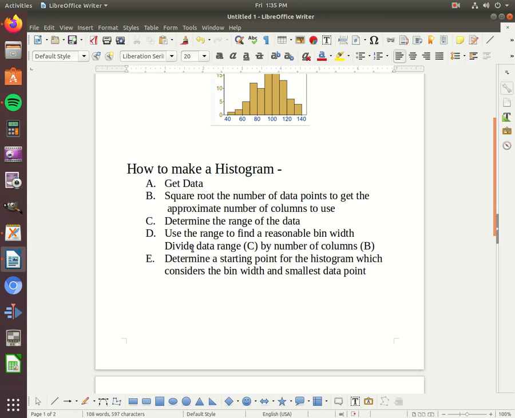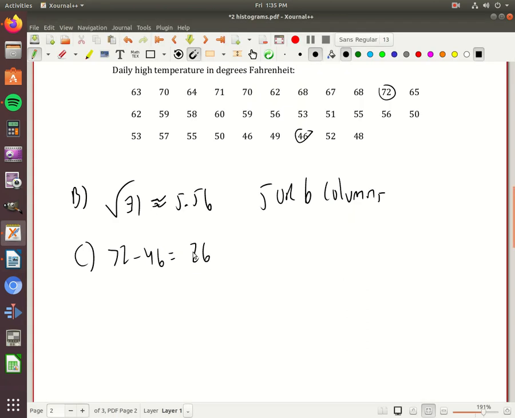So I'm going to divide them. I'm going to divide the data range by the number of columns that I want to use. And again, there's really no hard and fast rule here, but essentially, I'm going to divide about 26 by about 5.56, right? If I want to make this a 6 or if this is 25, whatever. But I get to determine, and I think 5 makes a lot of sense here. So I want to make a bin width of 5.